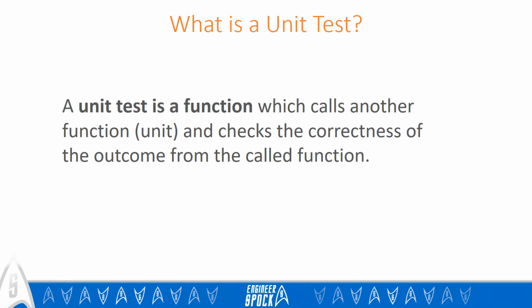A unit test is a function which calls another function, a unit, and checks the correctness of the outcome from the called function. If the outcome is incorrect, or in other words, unexpected, then the unit test fails. If the outcome is correct or expected, then the unit test passes.